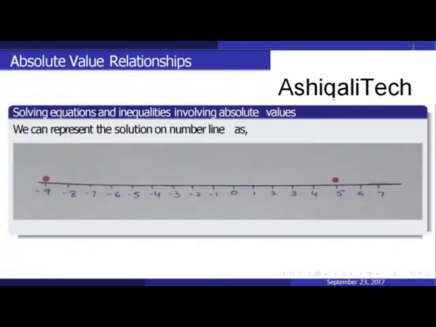Now we can represent the solution on the number line as you can see. So here 5 is represented by the red dot. Similarly, x is equal to minus 9 is represented by the red dot.